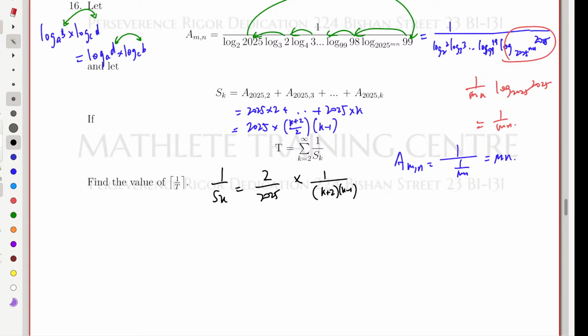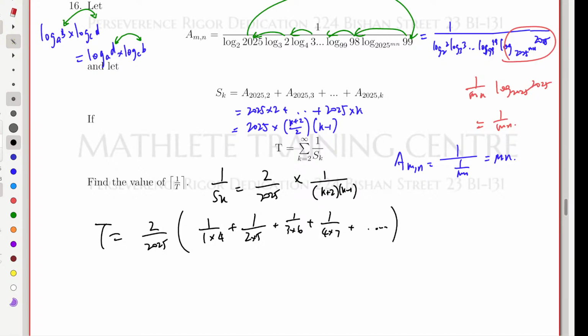So t will be 2 over 2025 of 1 over 1 times, because k equals 1 here, the first one is 1 times... no, k equals 2. First one is 1 times 4, the second one is 2 times 5, 3 times 6, 4 times 7, dot, dot, dot, right?